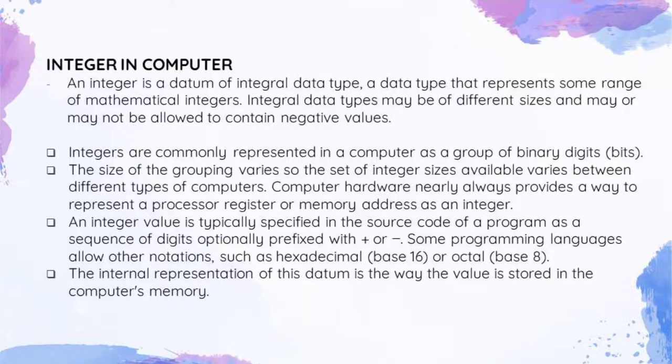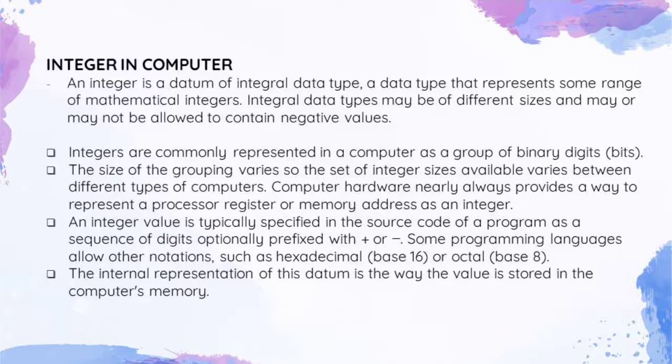So let's go ahead with integer in computer. An integer is a datum of integral data, a data type that represents some range of mathematical integers. Integral data types may be of different sizes and may or may not be allowed to contain negative values. So yeah, integers are commonly represented in a computer as a group of binary digits or bits. The size of grouping varies, so the set of integer sizes available varies between different types of computers.